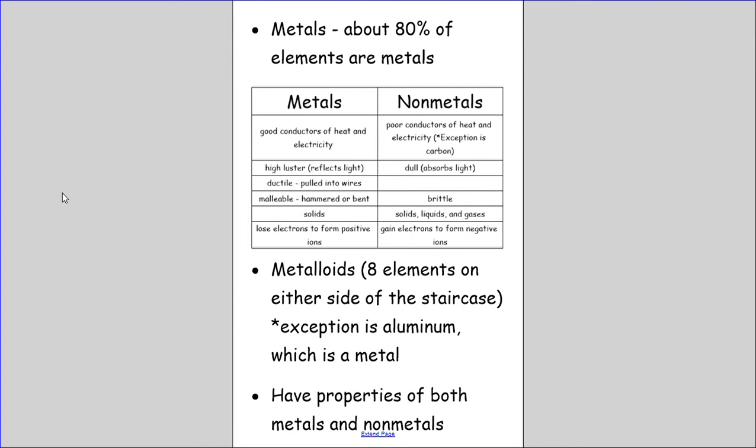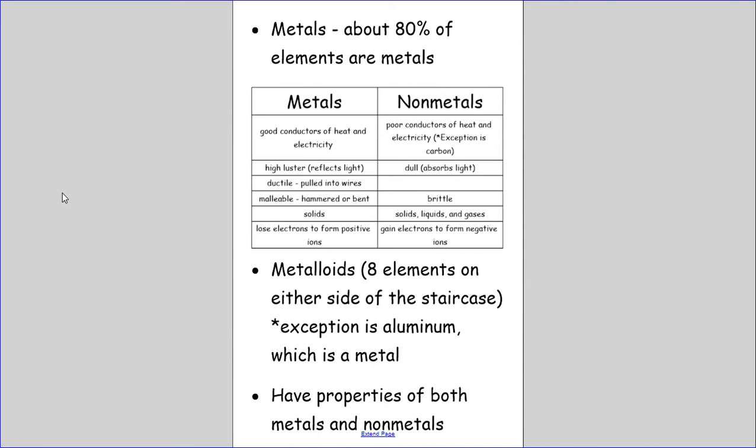Metals are good conductors, whereas nonmetals are poor conductors, except for something like carbon, for instance. Metals have high luster, so they reflect light, whereas nonmetals are dull, they absorb light. Metals are ductile, they can be pulled into wires, or they can be hammered or bent, whereas nonmetals are quite brittle. Metals tend to be solid in general, and again, there are some situations where that may not necessarily be the case, if we were to look at something like mercury at room temperature, whereas nonmetals can exist as solids, liquids, and mostly gases. And metals can lose electrons to form positive ions, whereas nonmetals gain electrons to form negative ions.